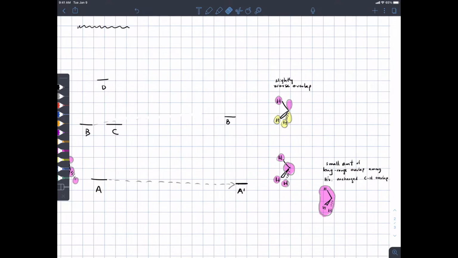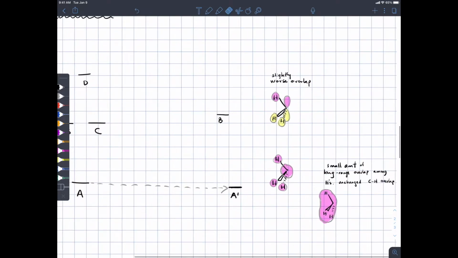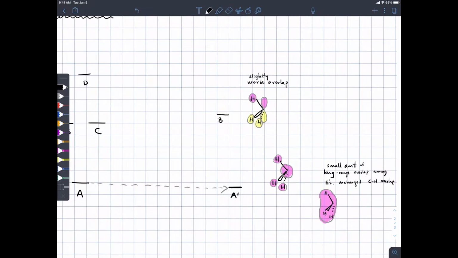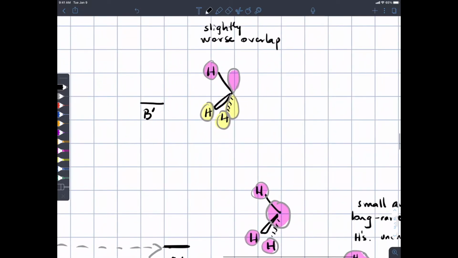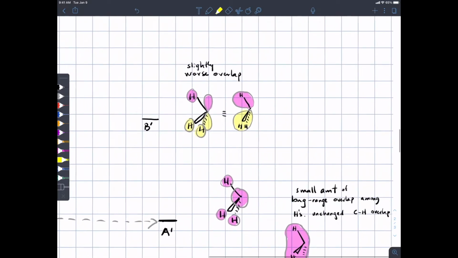I can't draw straight lines over long distance, so I'm not even going to try. The new B, when we distort, is going to be higher energy because of poorer overlap. It may be useful for you while you're still learning about these things to actually draw what you think that orbital looks like if we were to actually do the calculations. And you would see a lobe of electron density here and a lobe of electron density there. And it looks very much like a p orbital that simply encompasses the whole CH3 group.